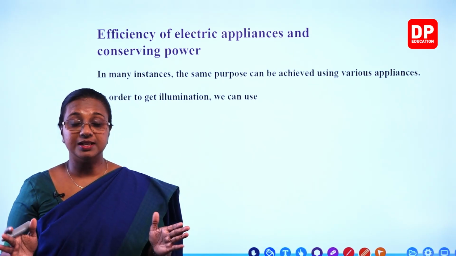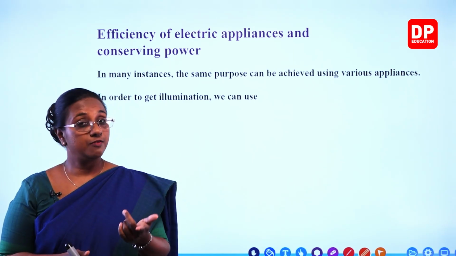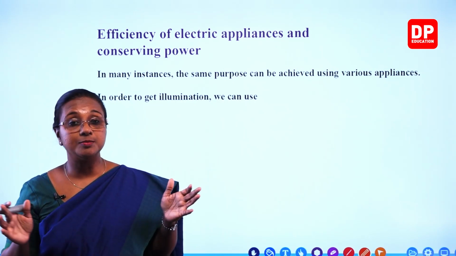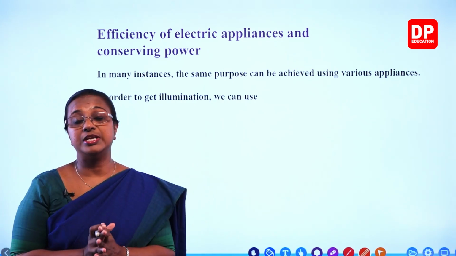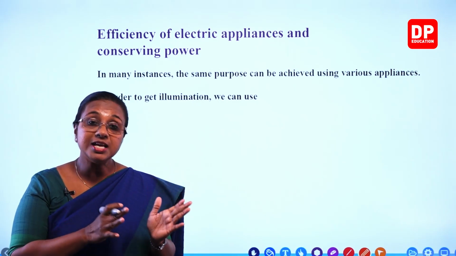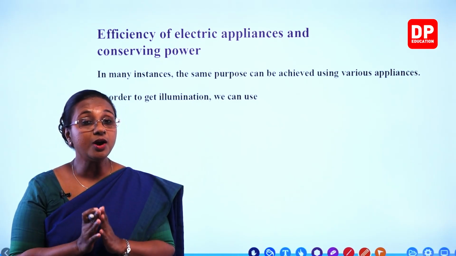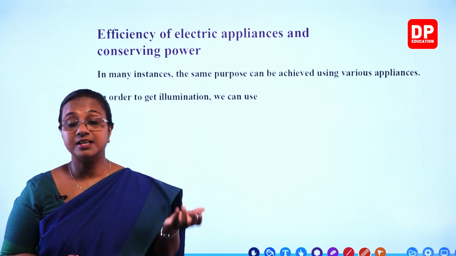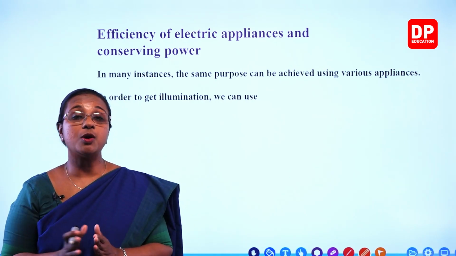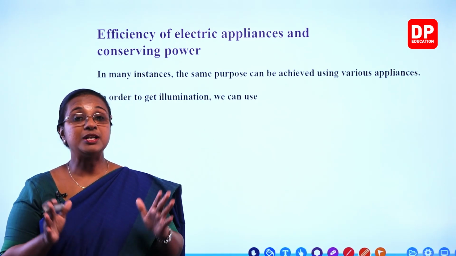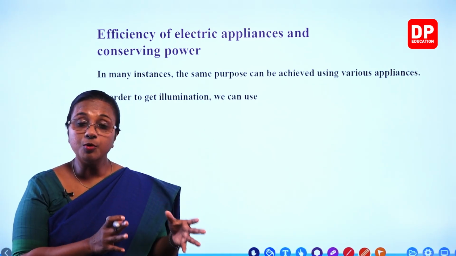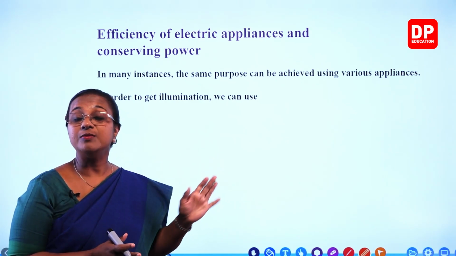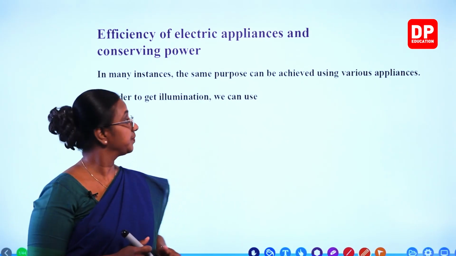Normally, filament bulbs, fluorescent lights, CFL bulbs and LED bulbs are the most common lights used in a household. But because of the way they function, their efficiency is different. At the same time, their cost is also different. But you have to find the most efficient one for the household. That is what we are trying to understand here.